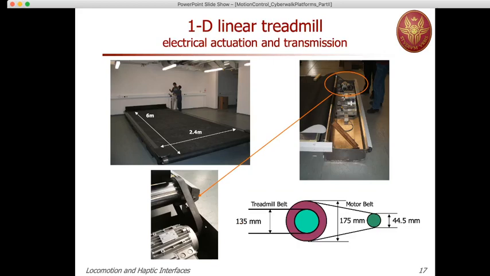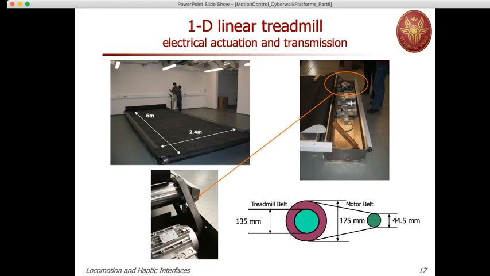So, we developed the tuning procedure first for the actual one-dimensional linear treadmill, which has electrical actuation. In this case, we had only one motor, so this is a more simplified version of what we had in the final 2D platform, where we have four motors. In fact, we have two motors on the two sides of the platform, one motor in front and one motor in back on each side of the chain. So we have a total of four motors.